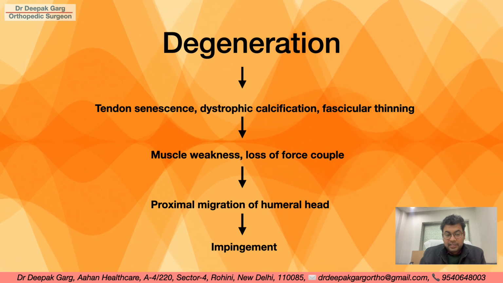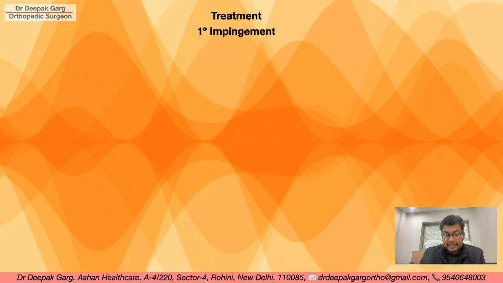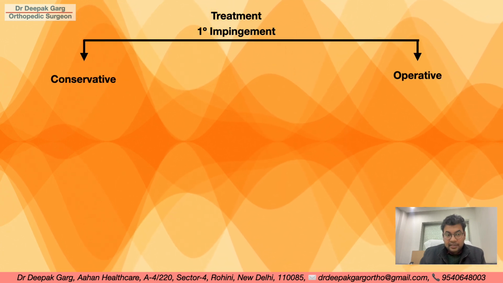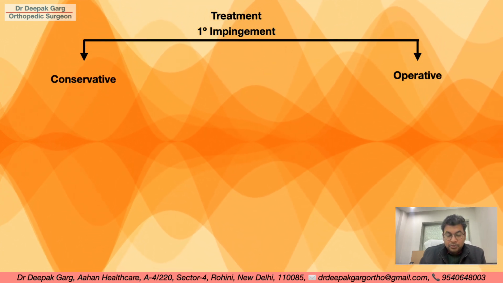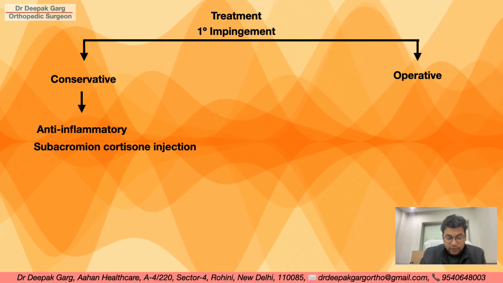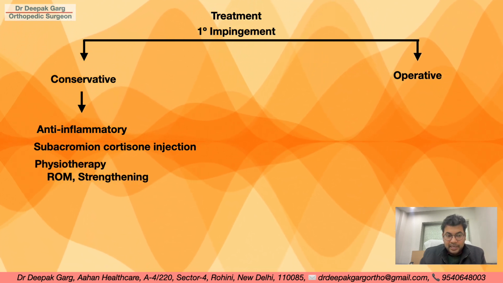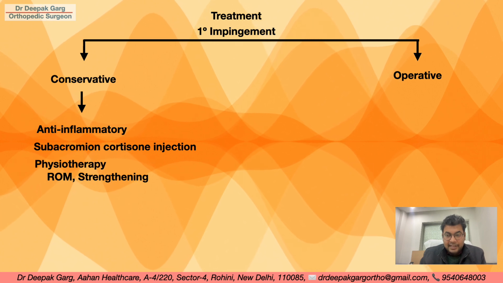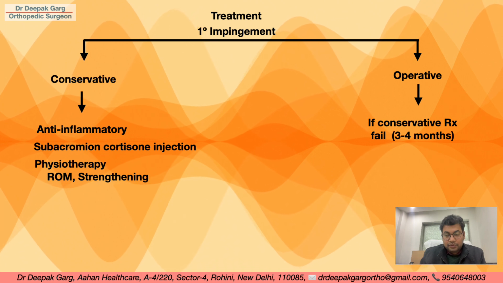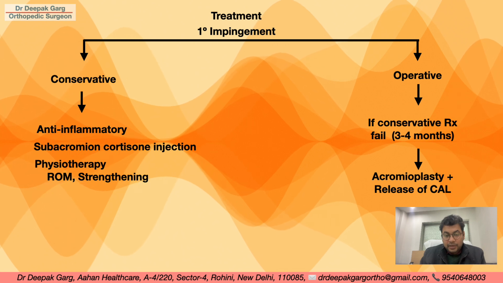Now let's discuss the treatment. We are discussing the treatment of primary impingement, whether the cause is extrinsic or intrinsic. There can be conservative or operative treatment. For conservative treatment, we will usually give anti-inflammatory drugs. We can give a subacromial cortisone injection, and we will usually start physiotherapy, range of motion and strengthening exercises. If the conservative treatment fails after 3 to 4 months, then we will usually go for surgery, and the surgery in impingement syndrome is acromioplasty with release of the coracoacromial ligament.